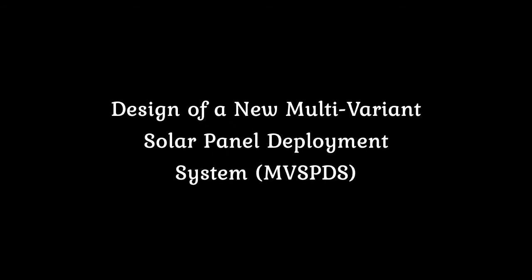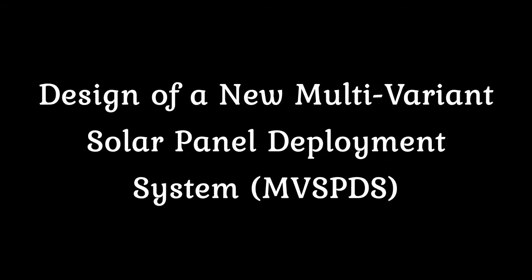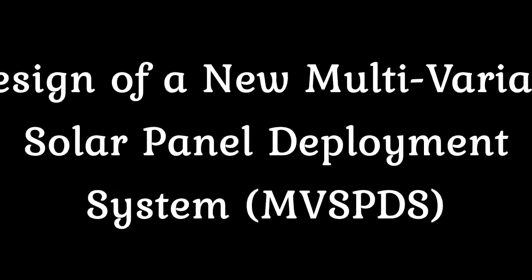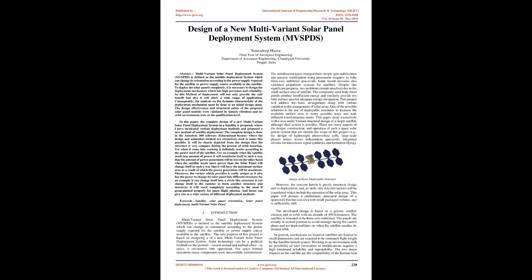Design of a new multivariance solar panel deployment system, MVSPDS. Abstract: Multivariance Solar Panel Deployment System, MVSPDS, is defined as the satellite deployment system which can change its orientation according to the power supply required for the satellite or power supply source available to the satellite.